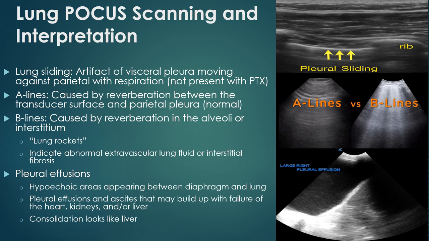And in general, when you're scanning the lung, it's kind of tough to scan air. Air doesn't really reflect a lot, but you are able to use artifacts and reverberations and things like that in making this decision, especially when you start talking about pleural scanning using the FAST exam.